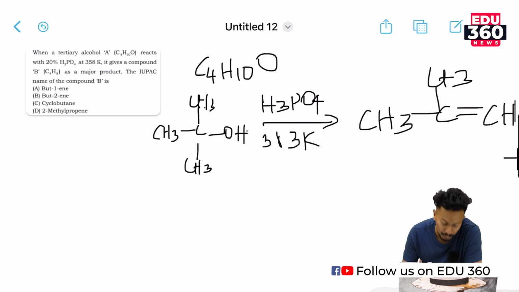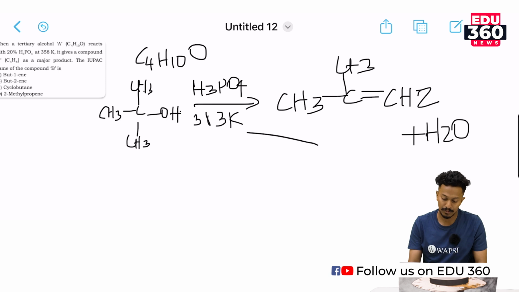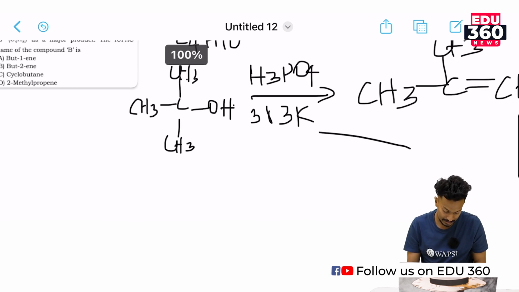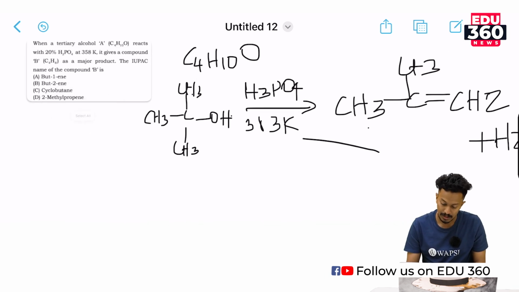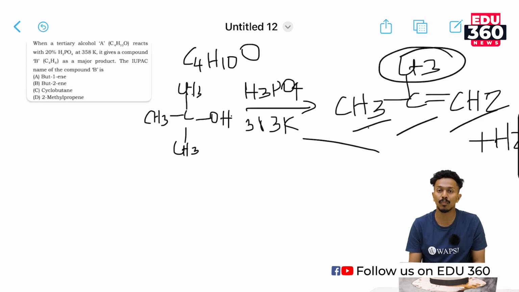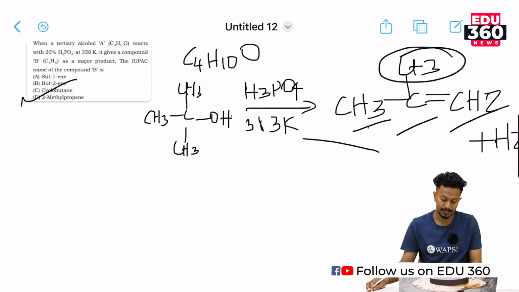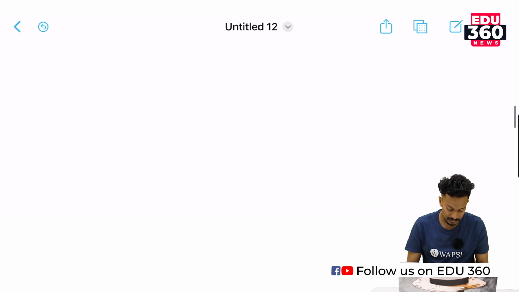And write the IUPAC naming of the compound B, which is propene, actually 2-methyl propene. There are 3 carbons in propene and a methyl group at the second carbon. So it is 2-methyl propene. Moving on to our next question.